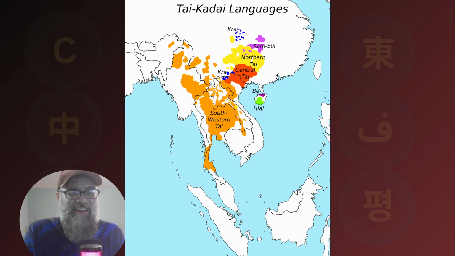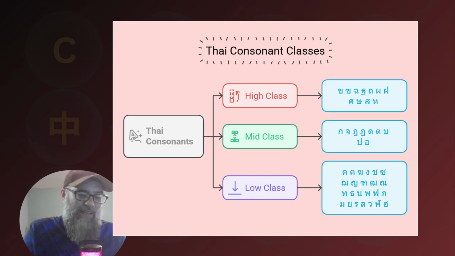There are the consonant classes. There are the high-class consonants. There are also the mid-class consonants. The majority of the consonants are low-class consonants. There are also 4 tone markers. That's also very important for knowing how the tones work. And the first tone marker is mai ek, and mai ek usually drops the tone.